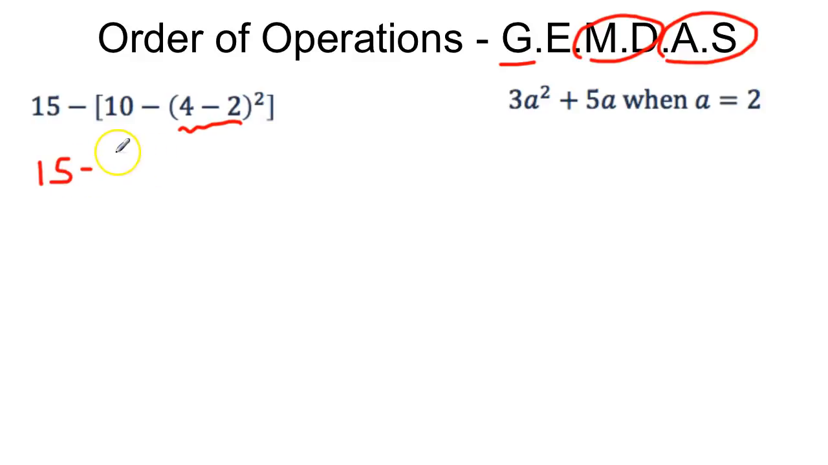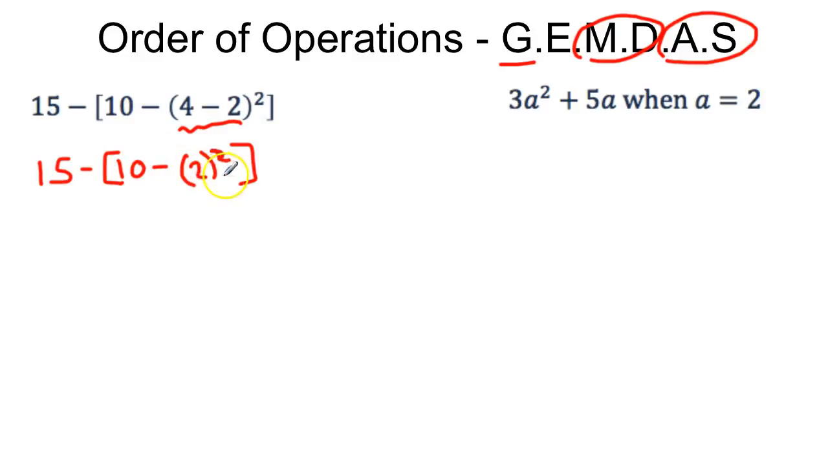I'm not changing that minus. The bracket and the 10 minus stays the same. This 4 minus 2, that becomes 2. So that's the only thing I changed, and I keep the 2 squared. That's the only thing I changed in the whole thing. Now I need to simplify.